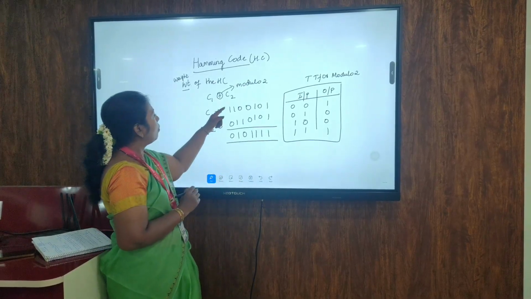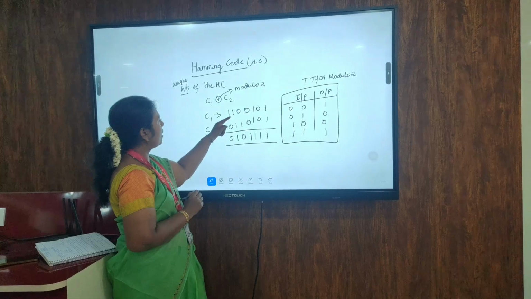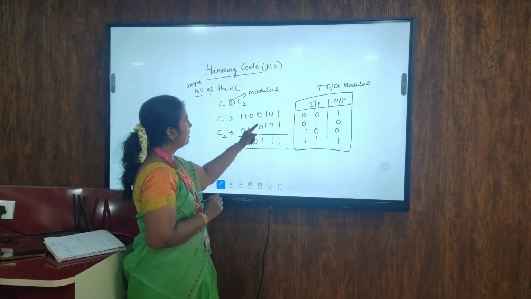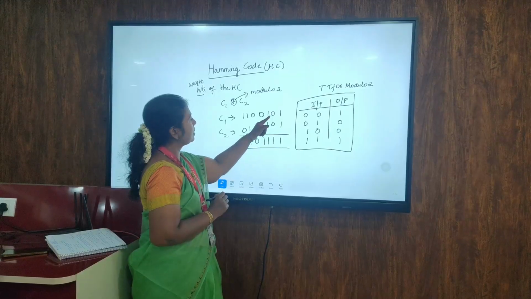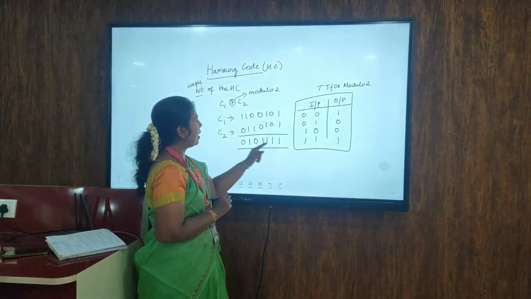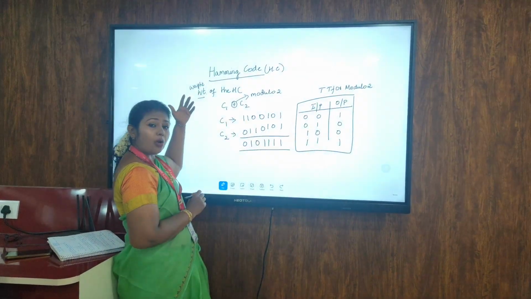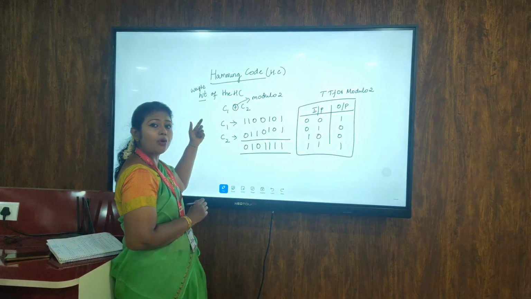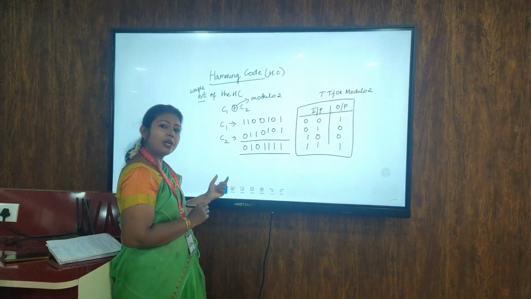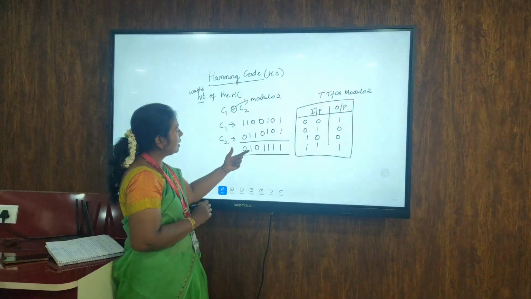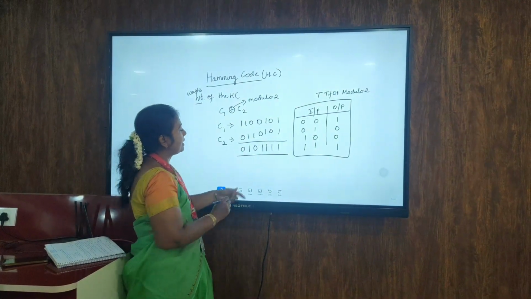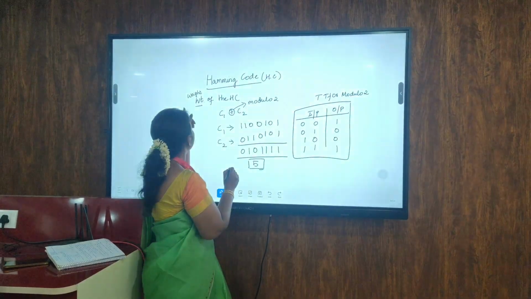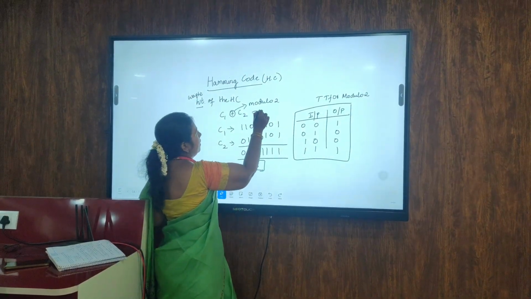Okay, so 1 and 1 is 0, 1 and 1 is 0, 0 and 1 is 1, 0 and 0 is 0, 0 and 1 is 1, 1 and 1 is 0, 0 and 0 is 0, 1 and 1 is 0. Now, as I already told in the previous topic, how do we find the weight of a code? Weight of the code is the total number of non-zero bits. So here the total number of non-zero bits is 5. So, weight of this code is 5.